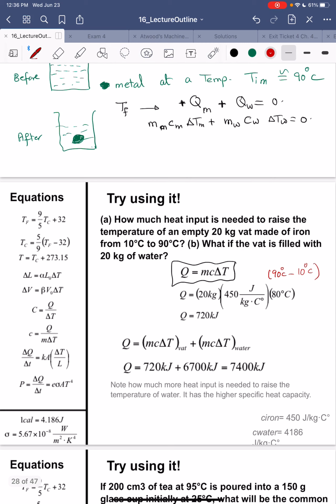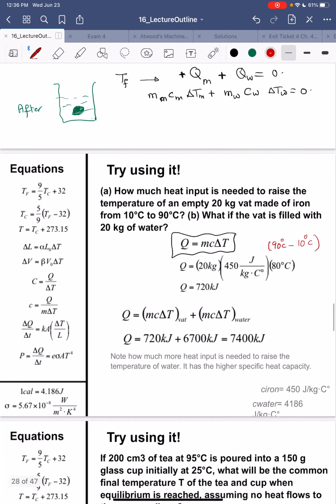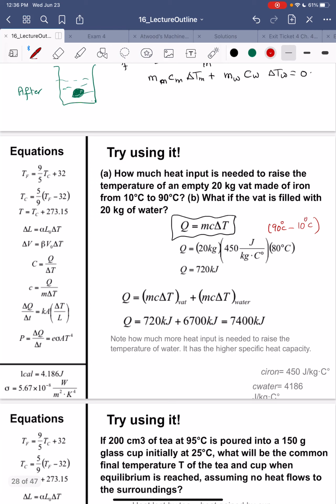Now, if it is filled with 20 kilograms of water, then I need to add both for the vat and also for the water, and I will add these two together. I want to bring to your attention this number. This is the heat needed to raise the temperature of the water itself, and this is for the container, which is iron. This is just because the specific heat of water is very large.